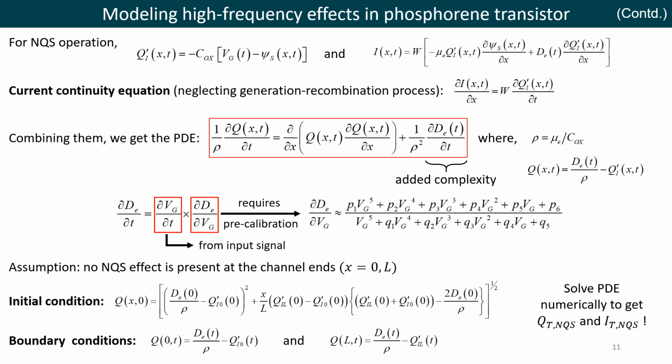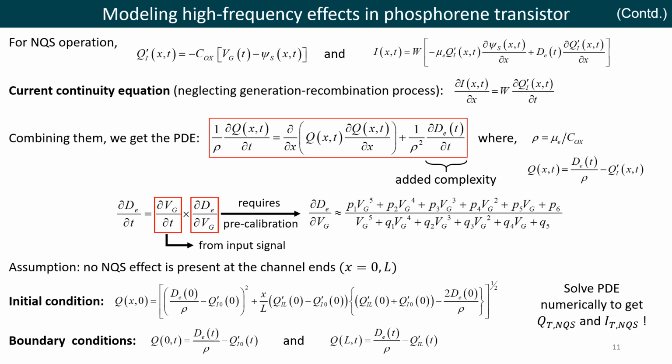Note that there is one extra term containing the time derivative of the bias dependent diffusivity that adds to the complexity of the problem. Due to this added complexity and the way it appears in the equation, we need a priori knowledge of the diffusivity profile only to solve the partial differential equation numerically.